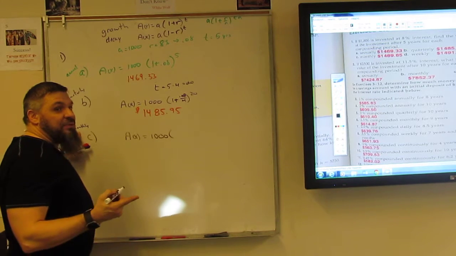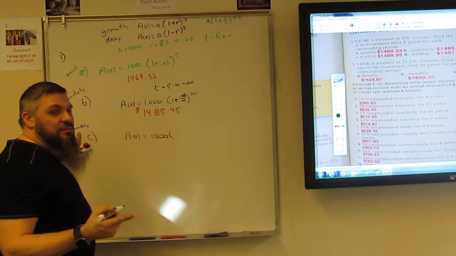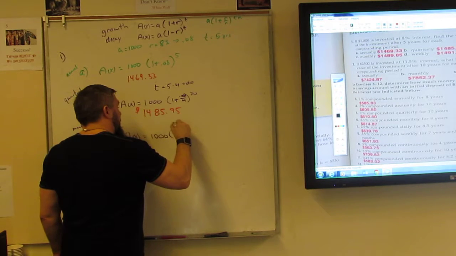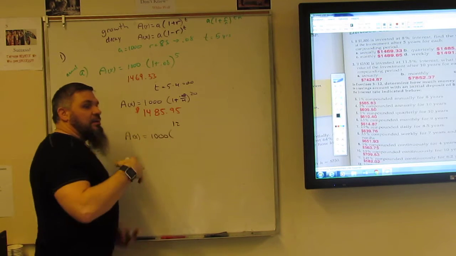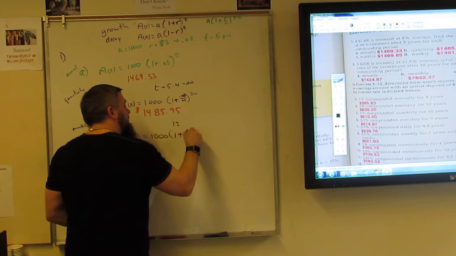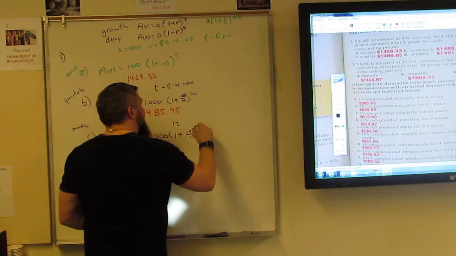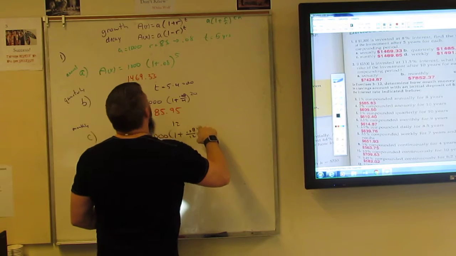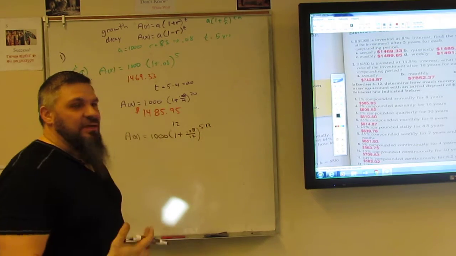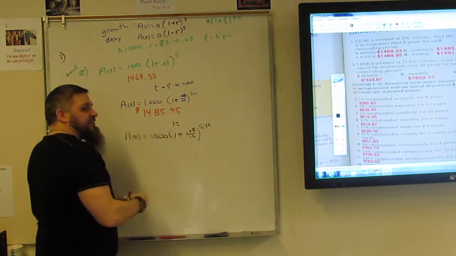Because it's monthly. Monthly means what? How many months in a year? 12. So you're talking about 12 times a year. So now it's going to be 1 plus 0.08 divided by 12, raised to the 4 times 12. Or, sorry, not the 4 times 12, the 5 times 12, because it's 5 years. So in this case, this will be 60, right?